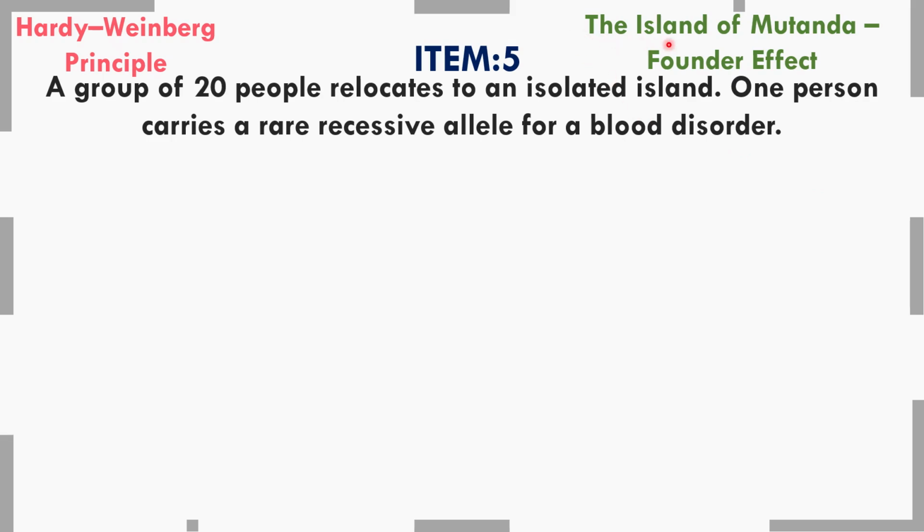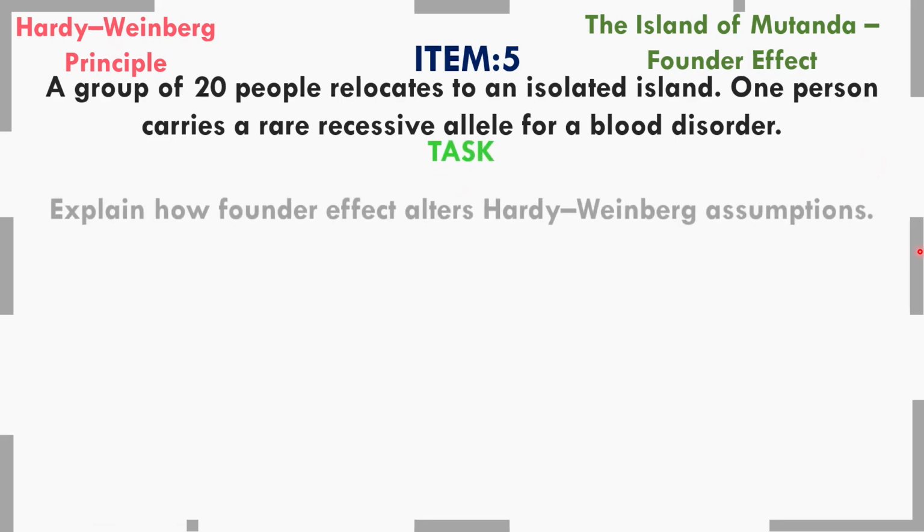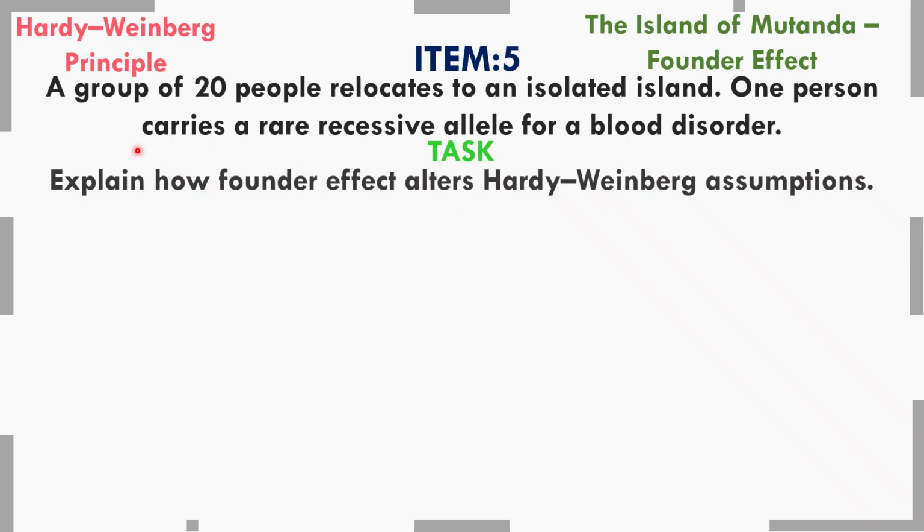Let's now look at the island of Mutanda founder effect. We are still in Hardy Weinberg Principle. Item 5. A group of 20 people relocate to an isolated island. One person carries a rare recessive allele for a blood disorder. Task: explain how founder effect alters Hardy Weinberg assumptions.